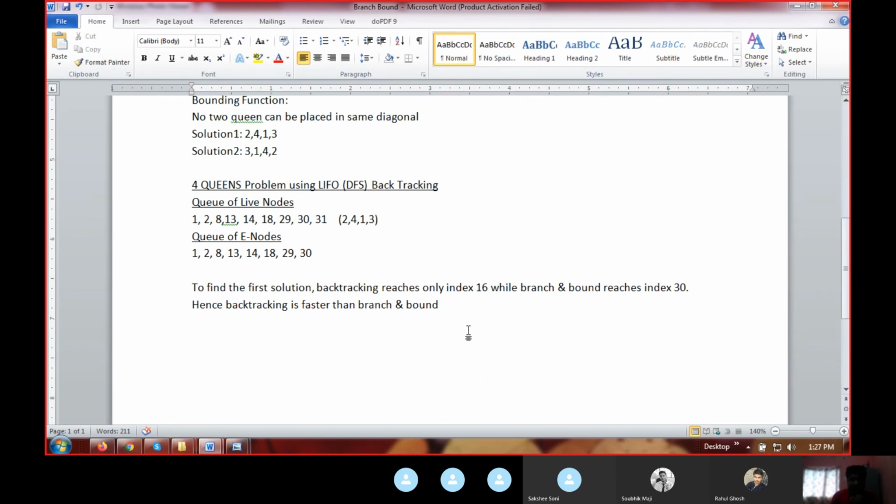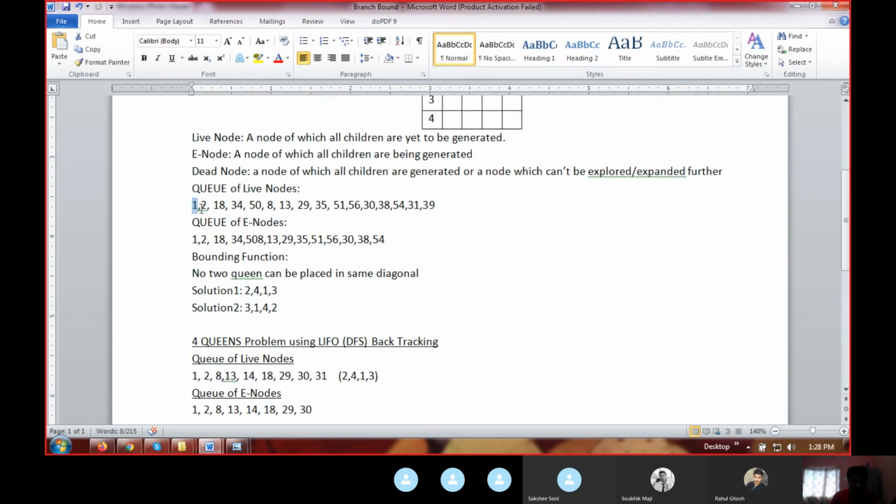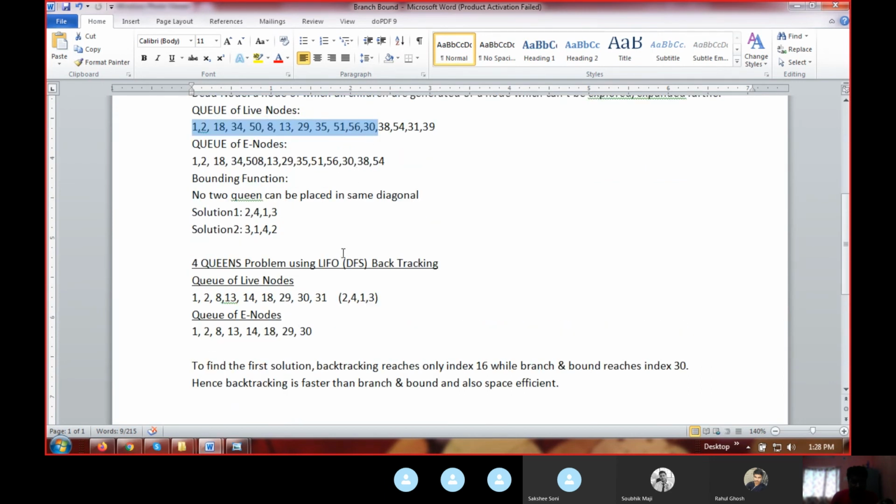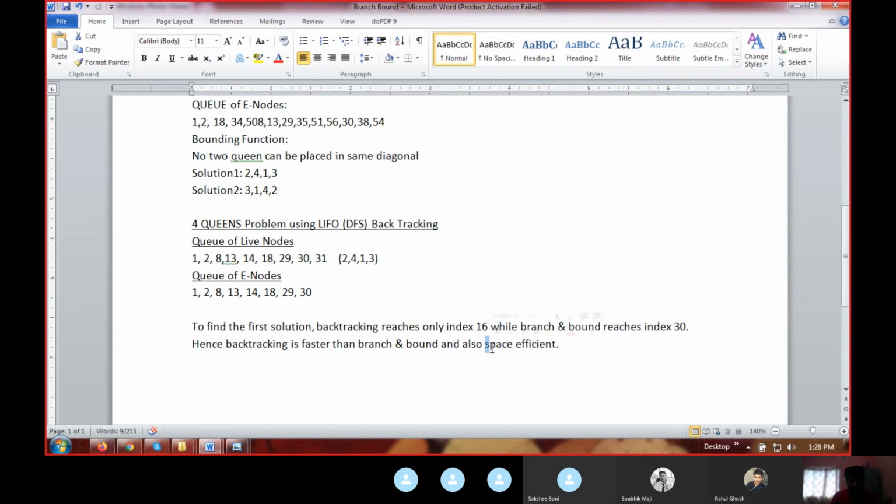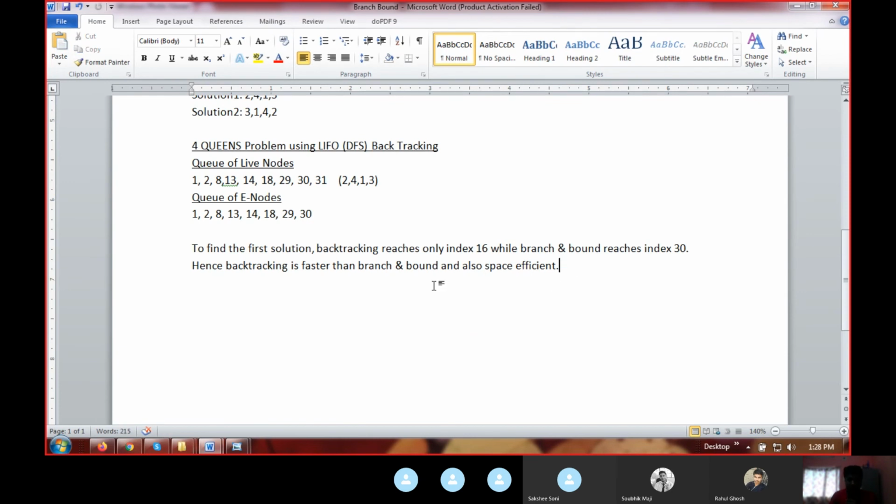ठीक है? So this is the thing. Hence backtracking is faster, and also space efficient, because we are requiring a storage for a queue of live nodes and a queue of E nodes. See, this is the length of the queue, and here this is the length of a queue, which is larger than this one. So backtracking is space efficient, also time efficient, compared to branch and bound. Okay, so this is the discussion.